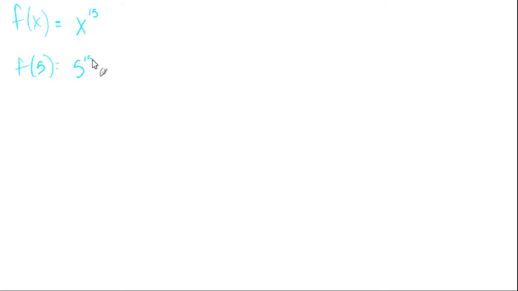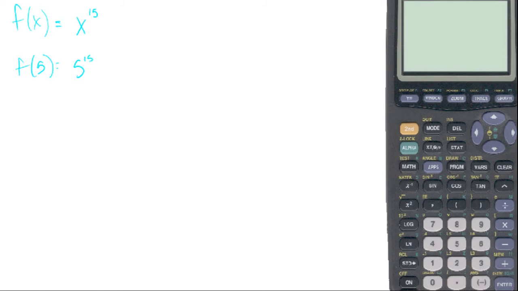That's 5 to the 15th. So let's see what we would get. We'll turn on our calculator. Let's just clear it out. So 5 to the 15th. And look what the calculator reads. 3.05 and so on, E10. What does that mean?